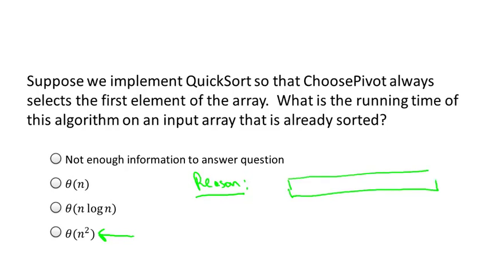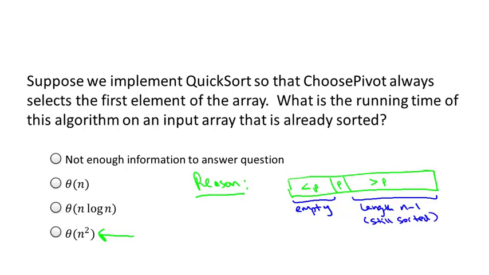So if we draw our usual picture of what a partitioned array looks like, with everything less than the pivot to the left, everything bigger than the pivot to the right, well, since nothing is less than the pivot, this stuff is going to be empty. This will not exist. And to the right of the pivot, this will have length n minus 1, and moreover, it will still be sorted. So once partition completes, we go back to the outer call of quicksort, which then calls itself recursively twice. Now, in this case, one of the recursive calls is just vacuous. There's just an empty array. There's nothing to do.